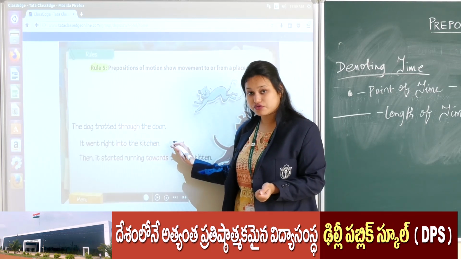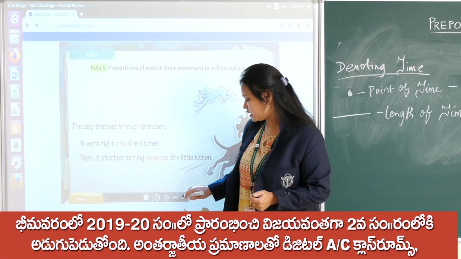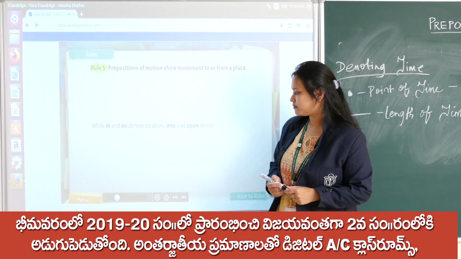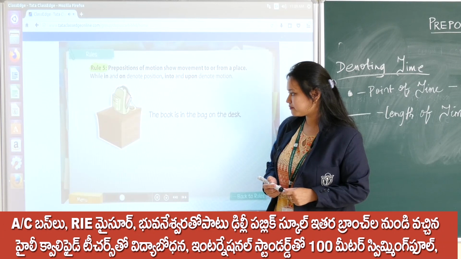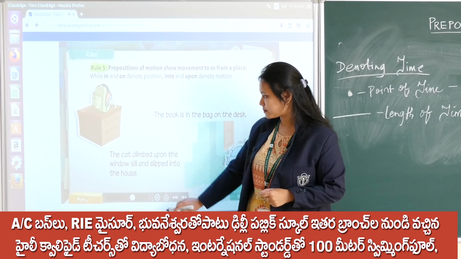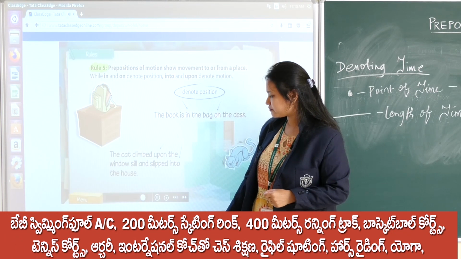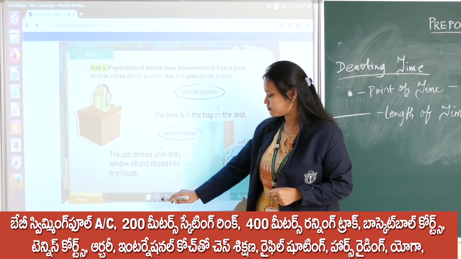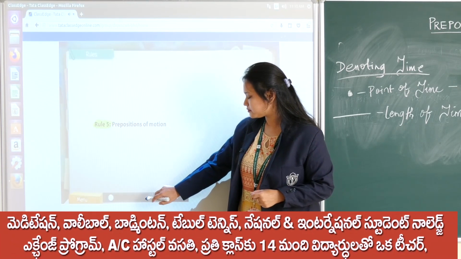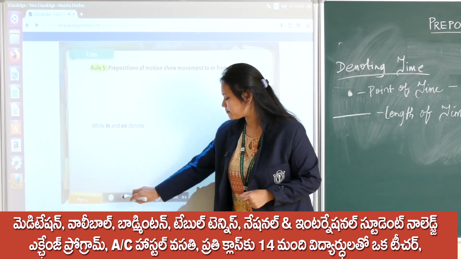This is the third type of our preposition. After time and place, this is the preposition of movement, right? While in and on denote position, into and upon denote motion. Here, the prepositions in and on denote the resting position of an object, while into and upon denote motion. Prepositions of motion show movement to or from a place, while in and on denote position.